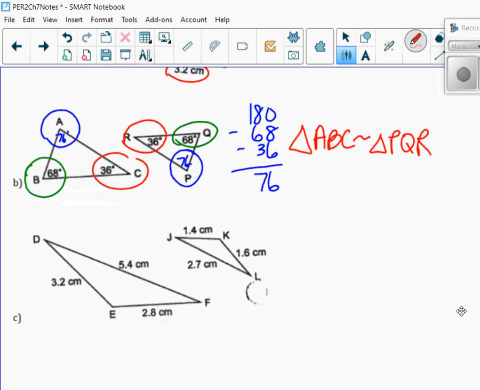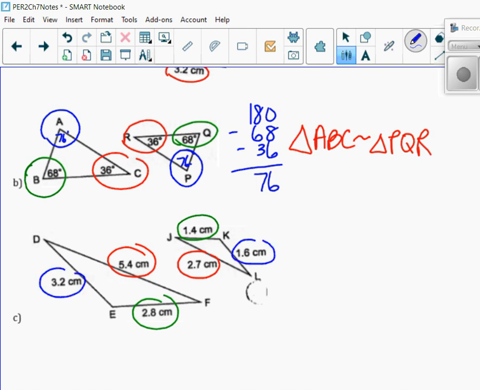All right. Next one. Again, when you have sides, I would circle the longest sides in each, and then the shortest sides in each. And then the middle one is just left. All right, so I'm going to go alphabetical on the left. So triangle DEF is similar to, okay, so now I went from blue to green to red. So I got to go blue, green, red. So that would be triangle LKJ.